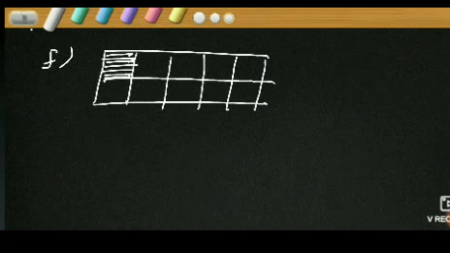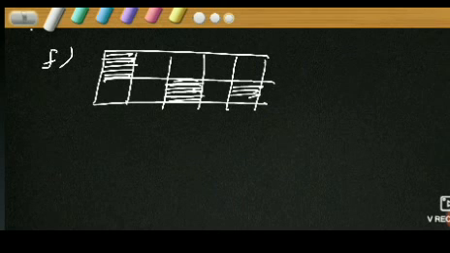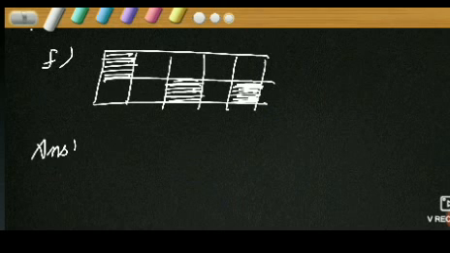One here, one here, yes. So 3 boxes are shaded here. They are not the neighboring boxes. Then also no problem at all. Like this also we can shade the boxes. Boxes can be shaded like this also. They may not be the neighboring ones. So what is the fraction corresponding to these shaded portions?